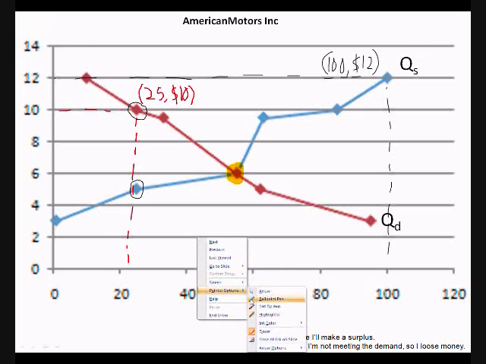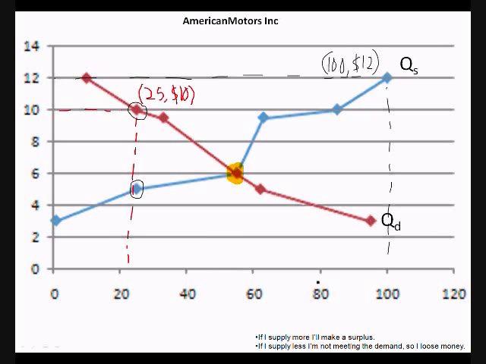Now, why wouldn't we supply even more? Well, if we supply more, we end up making a surplus. If I'm supplying 100 cars at the price of $12, that's really expensive for a lot of people. Of course, we can assume that's $12,000, but let's just say $12 is expensive to buy a car, so fewer people want it. You have a full parking lot of cars, but no one's buying them. Hope you got that.